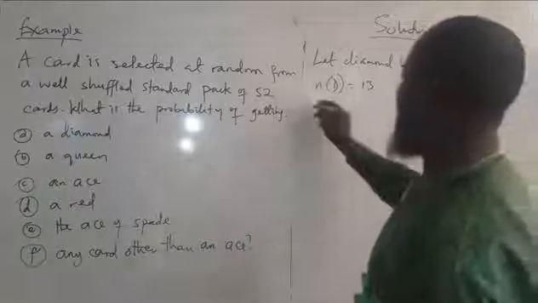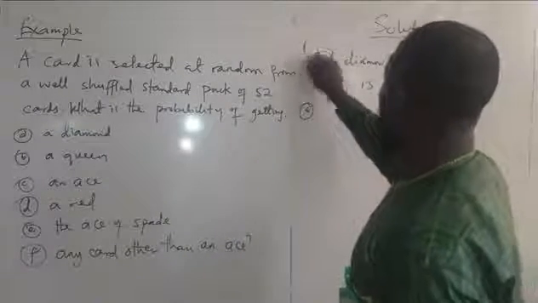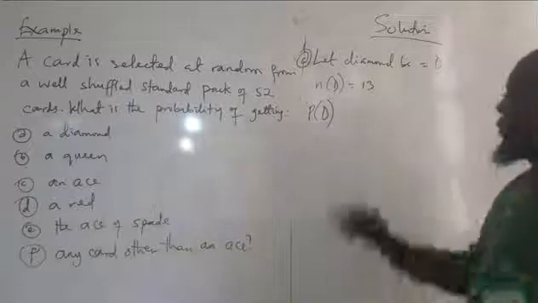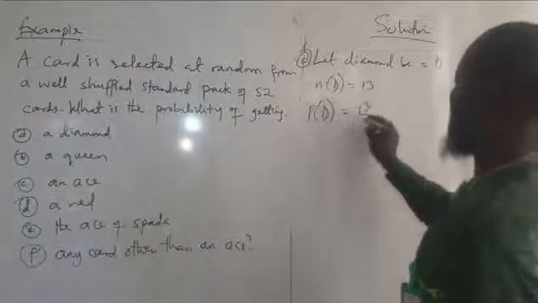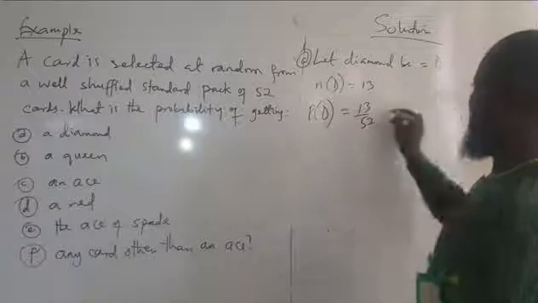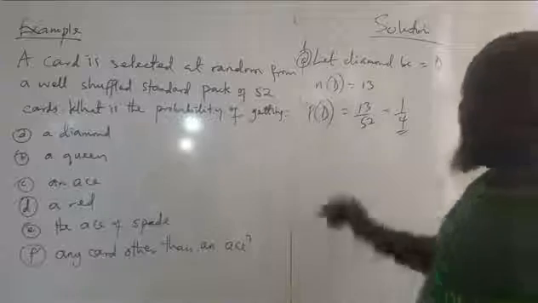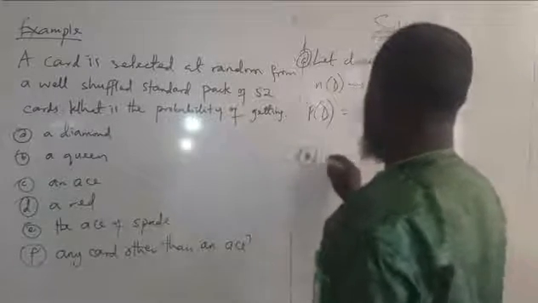So probability of getting a diamond, D, will then be 13 out of what? 52. So which is what? 1 divided by what? 4. You reduce it to its lowest terms.